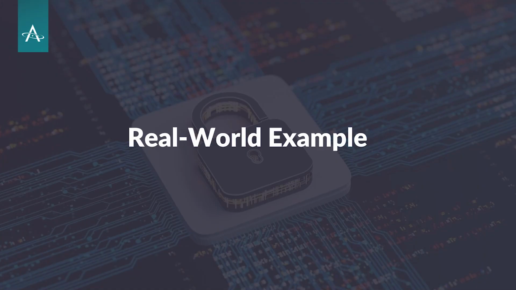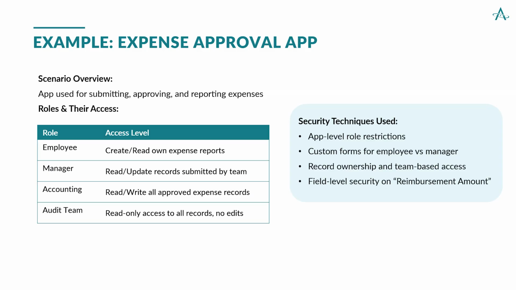Let's take a real world example and apply everything we've learned. Let's bring everything together with a real example: an expense approval app. Here's how we secure it. Employees can submit and view only their own expenses. Managers can view, approve, or reject expenses from their team. Accounting can view and edit all records. Auditors get read only access to everything. We use app sharing plus custom forms plus record level access plus field level restrictions on fields like total reimbursement or bank info. It's simple, clear, and tailored to each role.